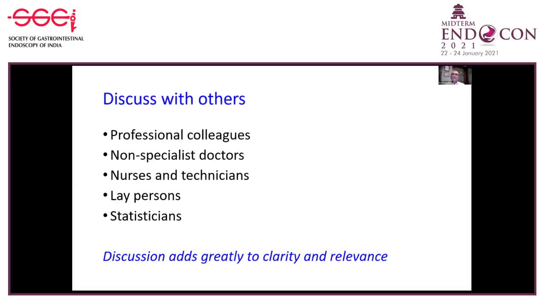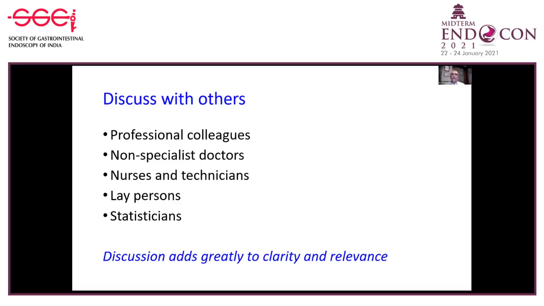Something which is very useful when you start research is to discuss with others. Now, we have a viewpoint, we keep on thinking about it, but there are other people with other kinds of views. They may be professional colleagues, they may be non-specialist doctors, they may be non-gastroenterologists. Try and talk to a cardiologist about an endoscopic intervention, he may give you a different viewpoint. I found that talking to nurses and endoscopy technicians is very useful because they have practical points to emphasize.